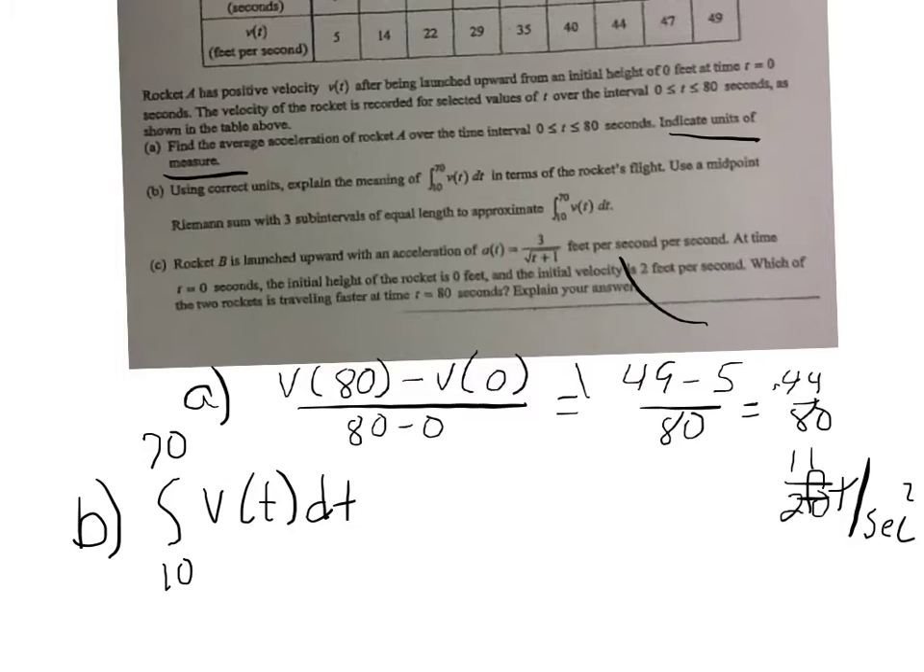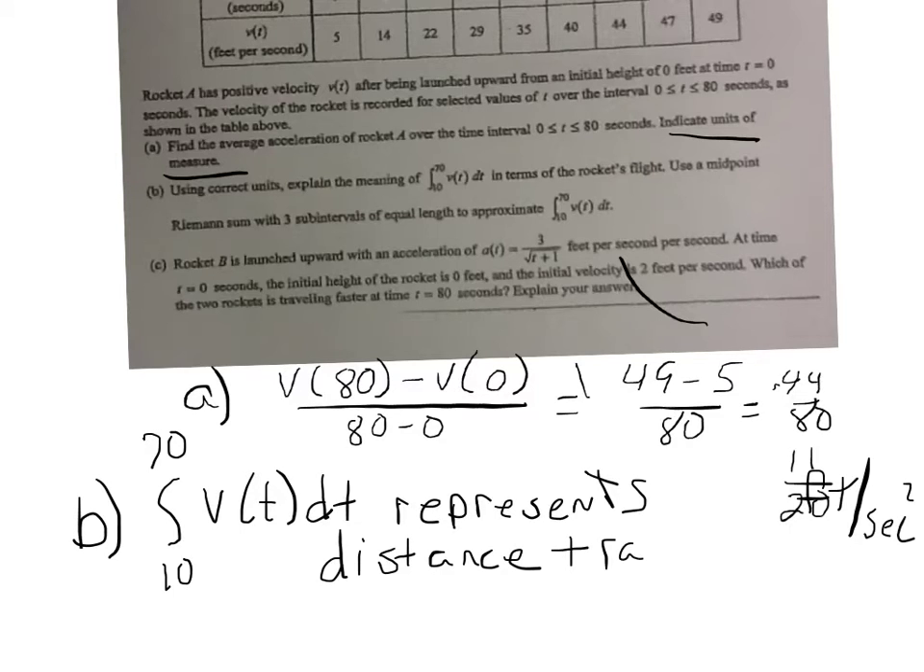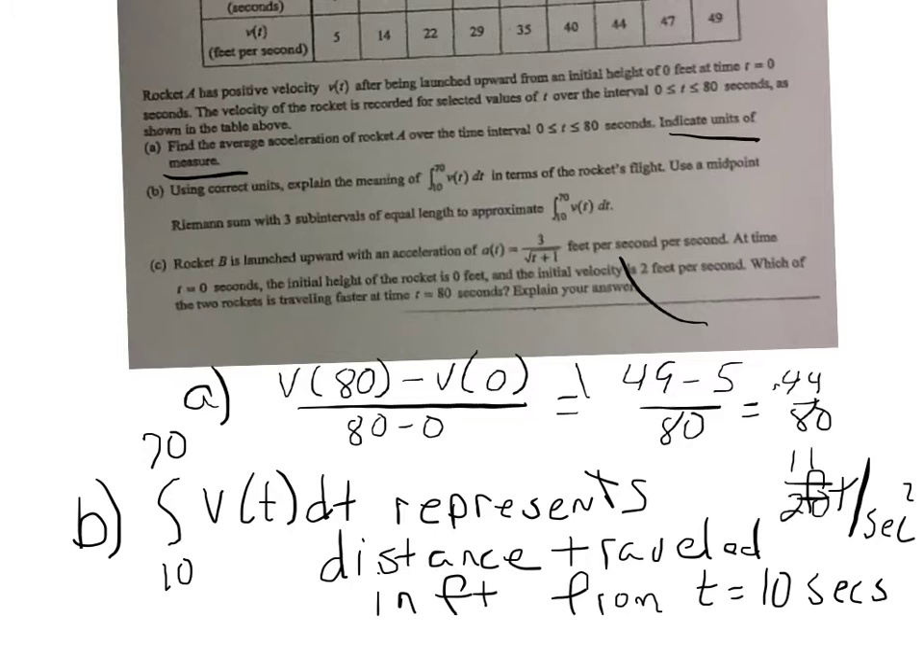When? Over a period of 60 seconds from 10 to 70. Okay, so this represents the distance traveled in what? In 60 seconds. In feet, because it told us it's in feet. You want to be sure and put your units of measure from time equals 10 seconds to time equals 70 seconds.